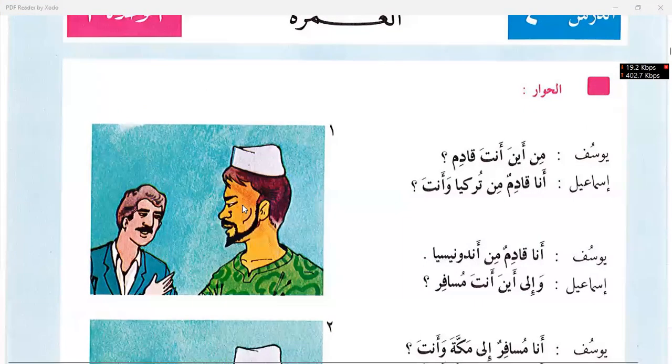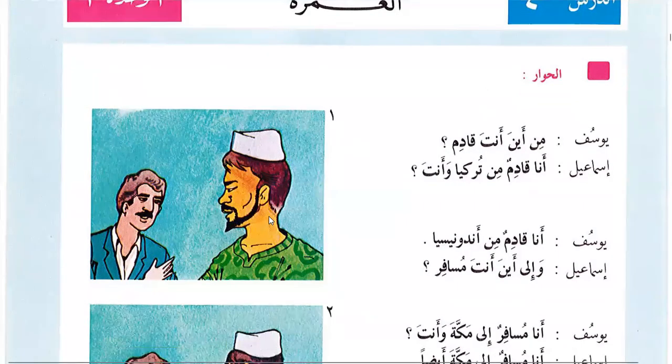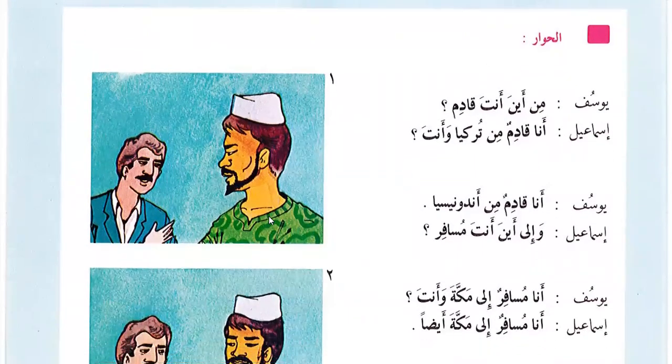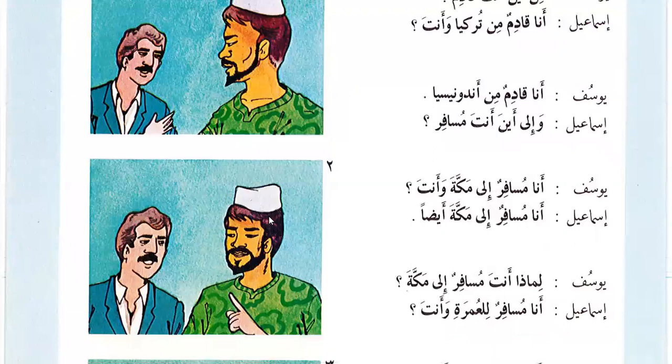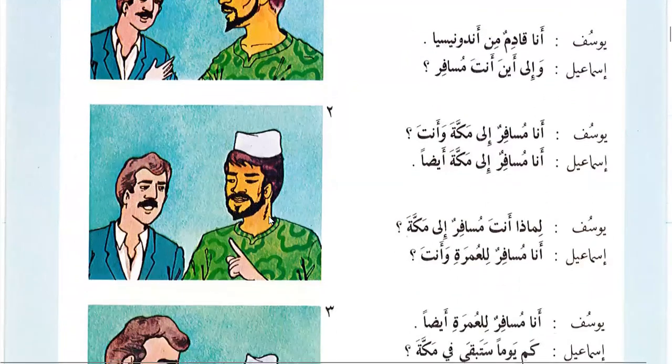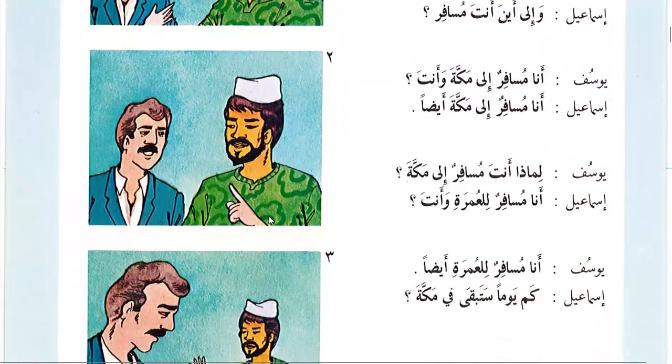Ms. Rama and Ms. Rizwana. Assalamu alaikum. Wa alaikum assalam wa rahmatullahi. Min aina anta qadim? Where are you coming from? Ana qadimun min Turkiya wa anta? I am coming from Turkey and you? Ana qadim min Indonesia. Wa ila aina anta musafir? Ana musafir ila Makkah wa anta? I'm traveling to Makkah and you? Ana musafirun ila Makkah aidan. I am traveling to Makkah also.